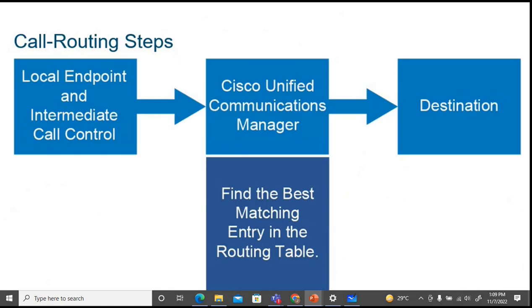Call routing steps. Local endpoints and immediate call control can be done via CUCM for any destination, which depends on the route lookup, or finding the best path. It finds the best match entry in the routing table. Like routers, every time packets are received, it does a route lookup, finds the best path for that destination and then forwards the packet. In the same way, CUCM uses the same concept. It also has a routing table where it will look for the best match, then take the decision and forward the request.